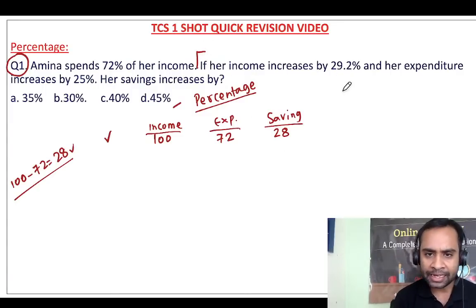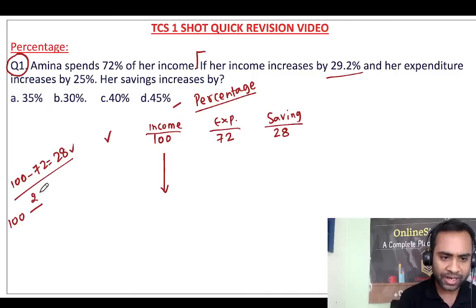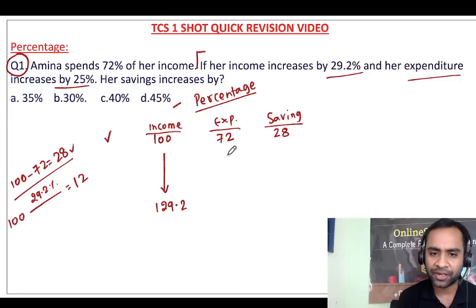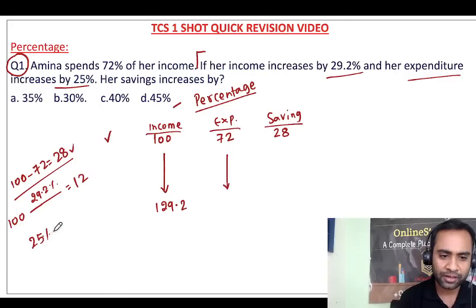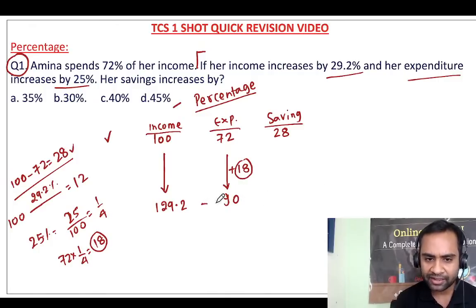Now if her income increases by 29.2%, 100 is your base, so it will become 129.2 rupees. Her expenditure increases by 25%. 25% is 25 by 100, which is 1 by 4. What is 1 by 4th part of 72? It is 18. That means expenditure is going to increase by 18 rupees. It will become 90. What will be the saving? Just subtract it. So it is 39.2.